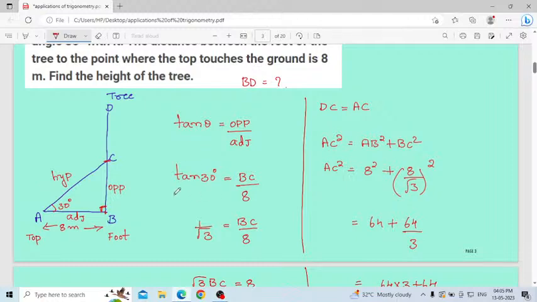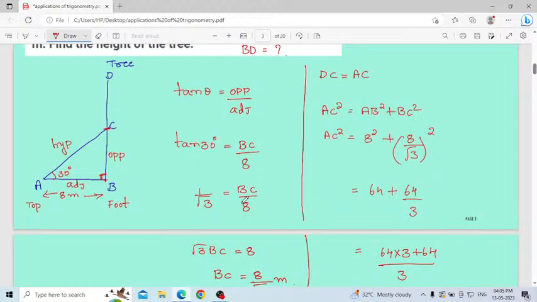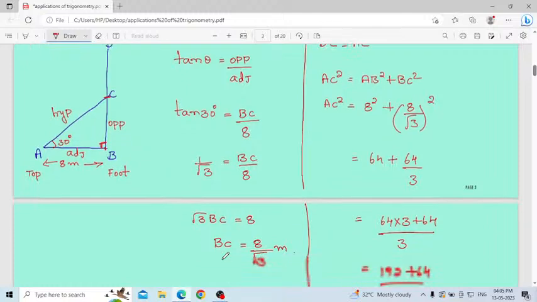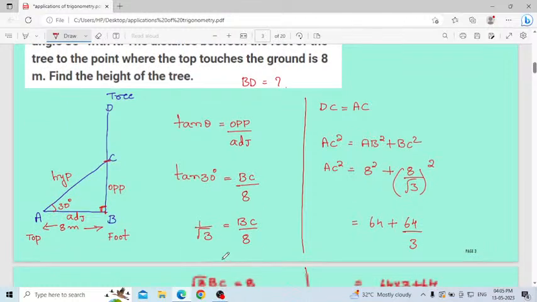Here the angle is given as 30 degrees. Tan 30 degrees will be equal to BC divided by 8. You know the value of tan 30 degrees is 1 by root 3, equal to BC by 8. Simplify, you will get BC as 8 divided by root 3. Then I have to calculate the value of DC. DC will be equal to AC, because it is the same length of the tree that was broken. Therefore AC will be equal to DC.